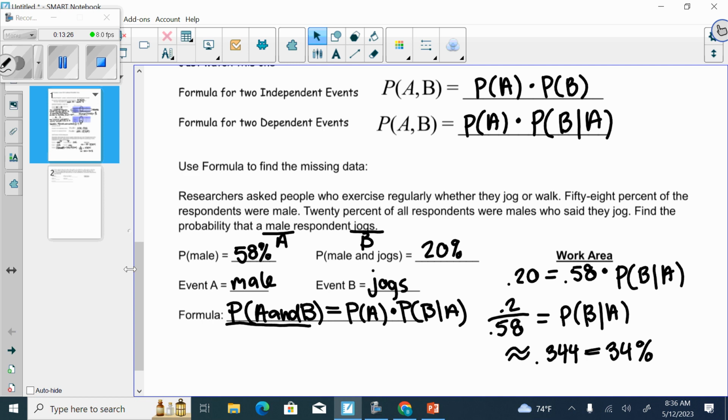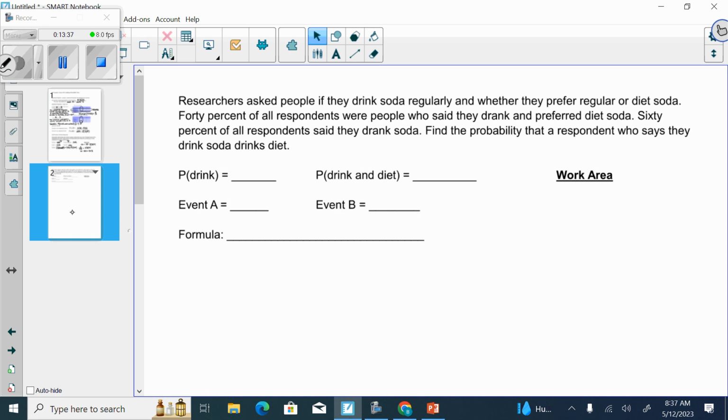All right, let's flip it over onto the back and do one more together. Okay. This one says, researchers asked people if they drink soda regularly and whether they prefer regular or diet soda. 40% of all respondents were people who said they drank and preferred diet soda. 60% of all respondents said they drank soda. Find the probability of a respondent who says they drink soda and drink diet soda. So drink soda is my event A. Drinks diet must be my event B.